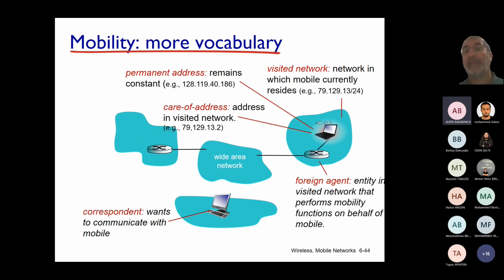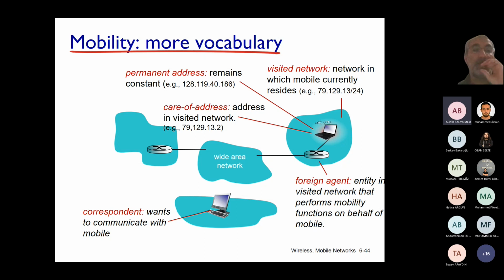Now we have another type of network, which is called the visited network, the network in which the mobile currently resides. It has a specific IP address, as you see, the mobile IP address. Of course, this mobile device still has a permanent address, which always remains constant. And we have a care-of address. This is a temporary address in the visited network. Let's say I'm at home now, and I go to school, and this is my visited network.